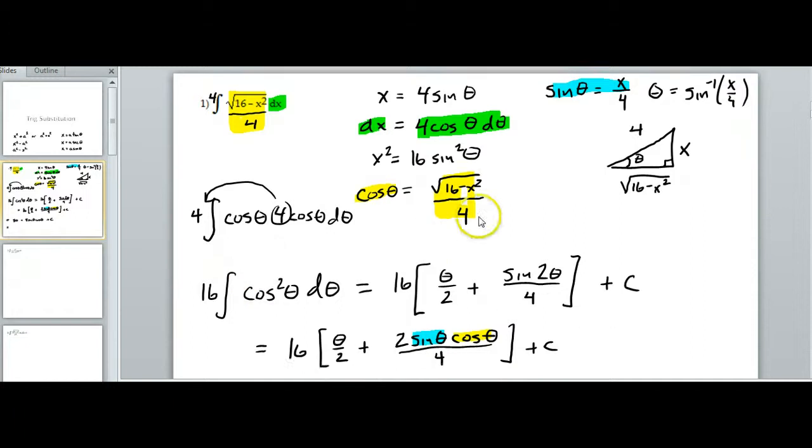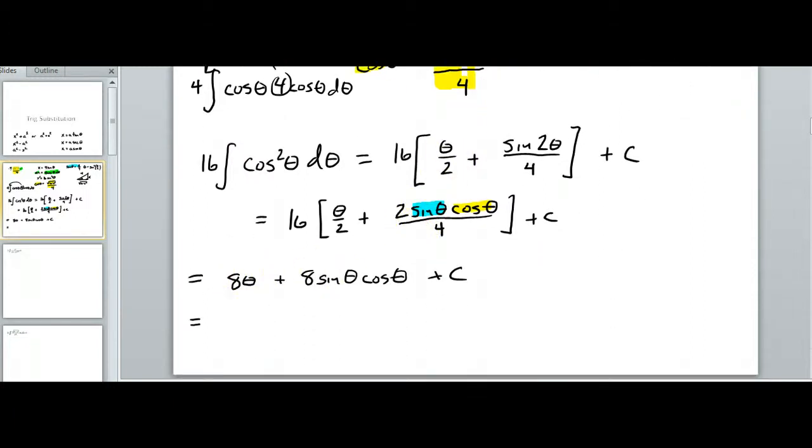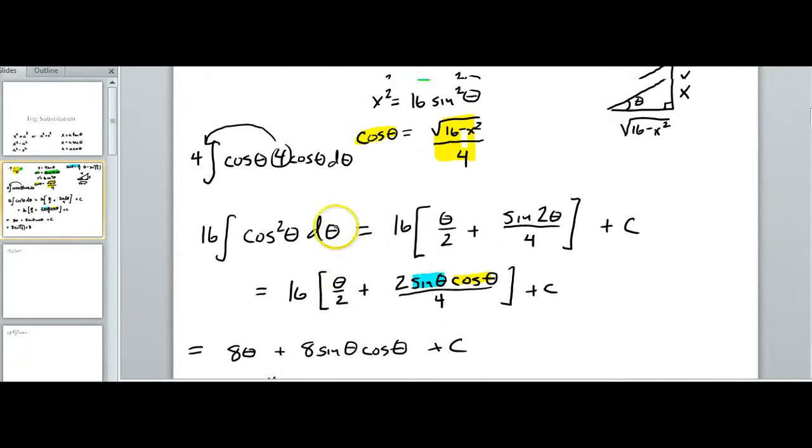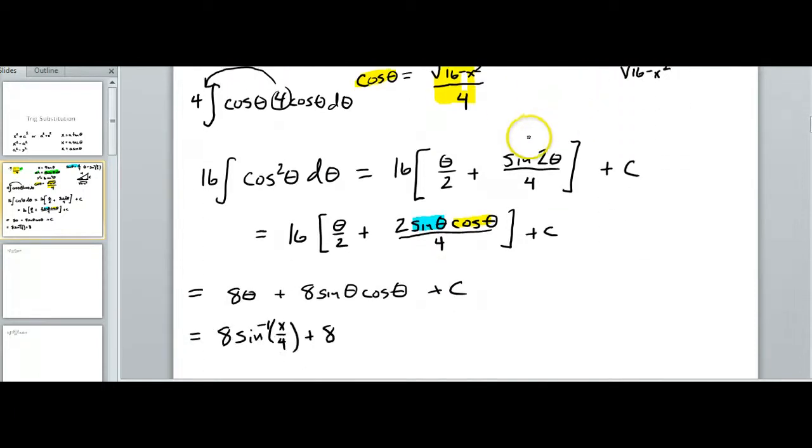So there is theta. So we get 8 times the arc sine of x over 4 plus we get 8 times sine. You go back up here, there's your sine x over 4, there's your cosine square root of 16 minus x squared over 4 plus c, and then cancel out what you can. We can get rid of that down to 2. That 2 will cancel this, make that a 2 down here.